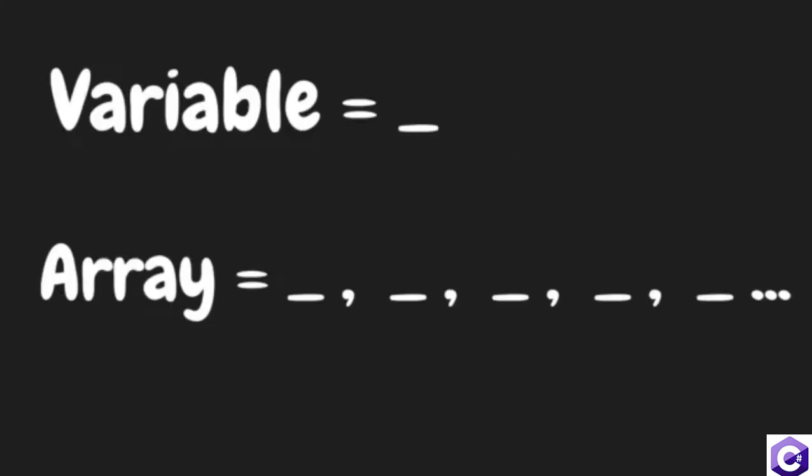Everybody, and welcome back to the course. In this video, we're going to learn all about arrays in C#. So as we know, variables store a single piece of information. Arrays are basically variables that contain several pieces of information.